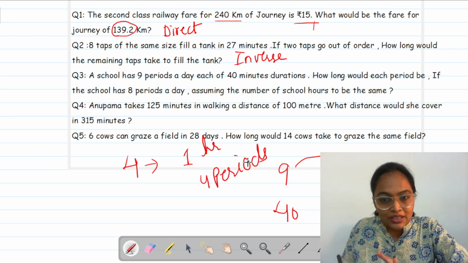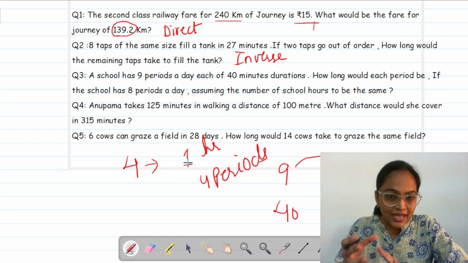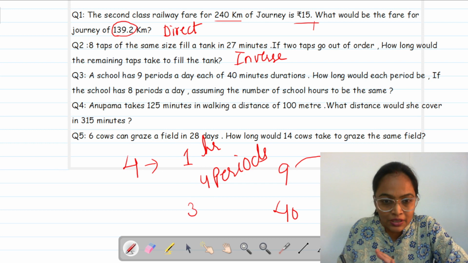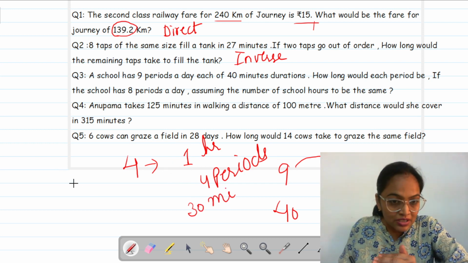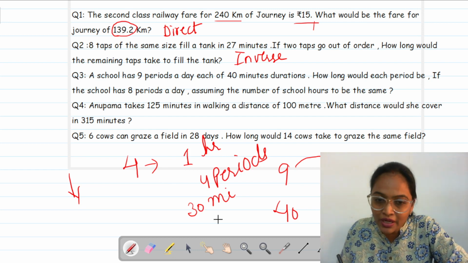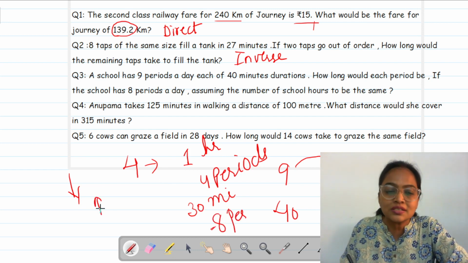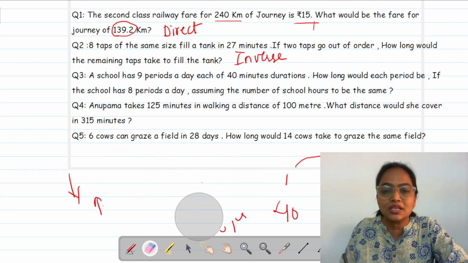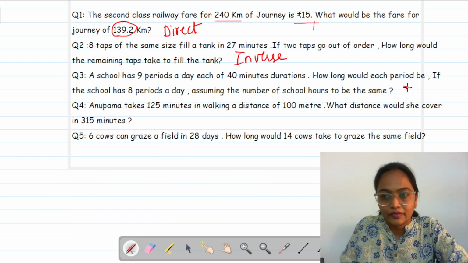Now the school has decided to reduce the period size, so it will be 30 minutes now. So this time is decreasing, and now you will have 8 periods, right? That is, the other thing is increasing. One is decreasing, the other is increasing. So this is the case of inverse variation again, right?